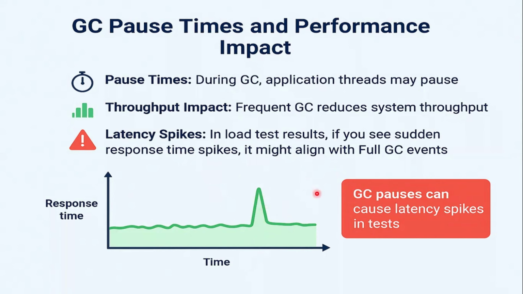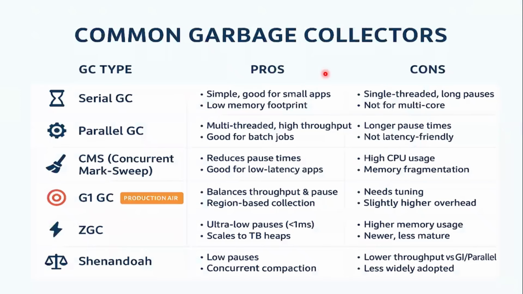If we take an e-commerce app example, under 5,000 virtual users, checkout response time jumps from 2 seconds to 15 seconds. A GC log shows a full GC of 8 seconds at the same time. That's a red flag. Now let's have a walkthrough of common garbage collectors along with pros and cons.